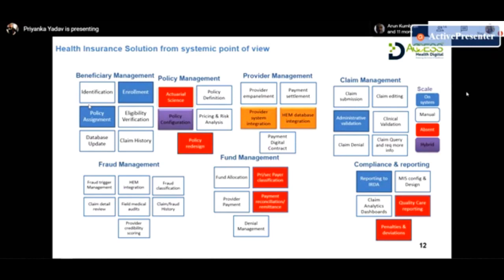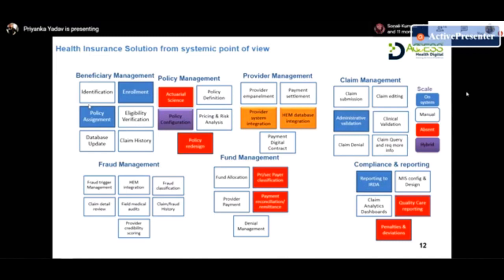Yeah. So the first part is beneficiary management. Whenever a payer wants to put out a policy, the first thing they think about is who will be my target audience, who will be my target customer. For example, when Ayushman Bharat was launched, the target population was below poverty line, and that is why the census data was used in different states.